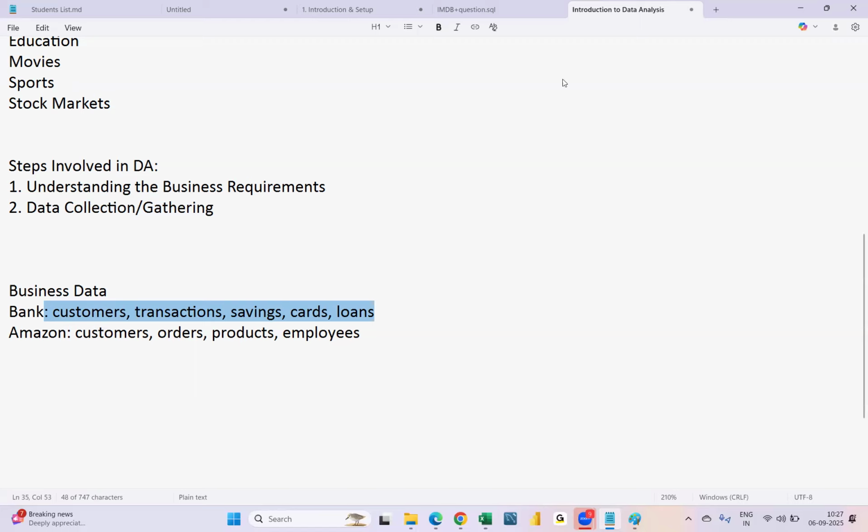See, let us consider the client is having some 100 tables overall. Okay, overall the client is having some 100 tables combining customers, transactions, savings, cards, loans, all of them combined. But the loans data is only 20 tables. Out of the 100, only loans data is related to only 20 tables. So we're only going to select those 20 tables from the 100 tables. This process of selecting the data that you wanted from the entire available data is called as data collection or data gathering. That is simply what it is.